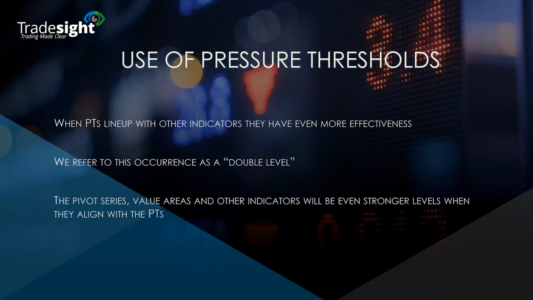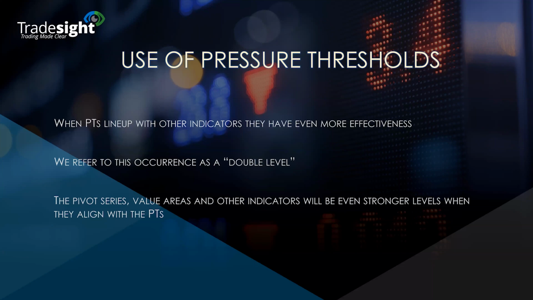When PTs, pressure thresholds, line up with other indicators, they have more effectiveness, and we refer to this occurrence as a double level. The pivot series, value areas, and other indicators will be even stronger levels when they're in line with the PTs. In other words, if you've got a pressure threshold and something else, let's say the pivot is the upper pressure threshold, right? Now you've got where people use the pivot series, and where people use the pressure thresholds, and they're both the same number. That's going to make that even more important from an intraday perspective, right?